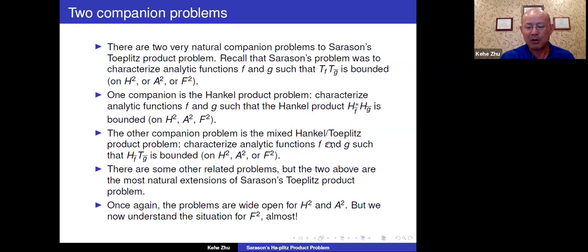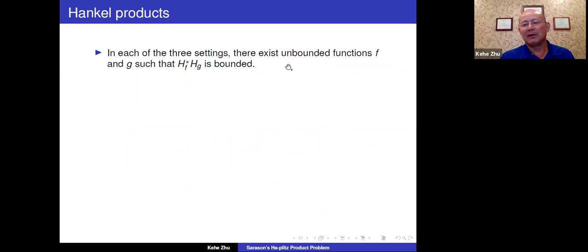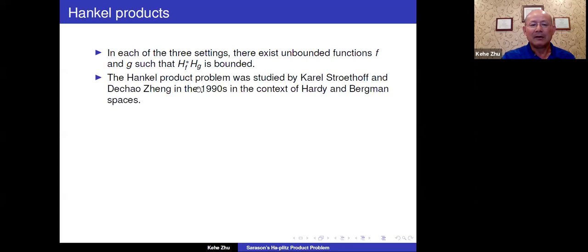Now, of course, before you go any further, you want to make sure that the problems are non-trivial. It is very easy to see the problems are non-trivial for all three cases, okay? It is very easy to find unbounded functions such that the product will be bounded. Now, the Hankel product problem was already studied by Carl Stroethoff and Dechao Zheng in the 1990s. In the case of, again, the Hardy space and the Bergman space, they formulated the conjecture. They proved one half of the conjecture, and for the other half, they had some partial positive results, but eventually they were unable to come up with a conclusion, whether or not the other direction is true or not.